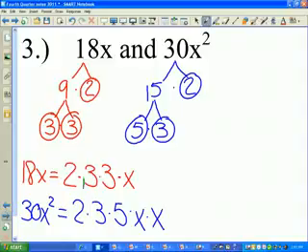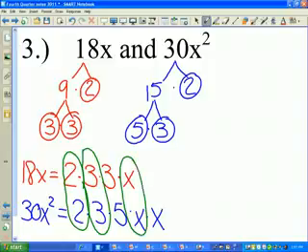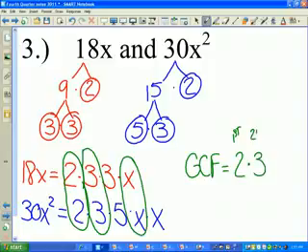So what do you notice? They have a group of 2's and they have a group of 3's. Anything else? Yes, they have a group of x's. So now my GCF: since I have my 2, which is from my first grouping, times my 3, which is from my second grouping, and times my x, which is in that third grouping.